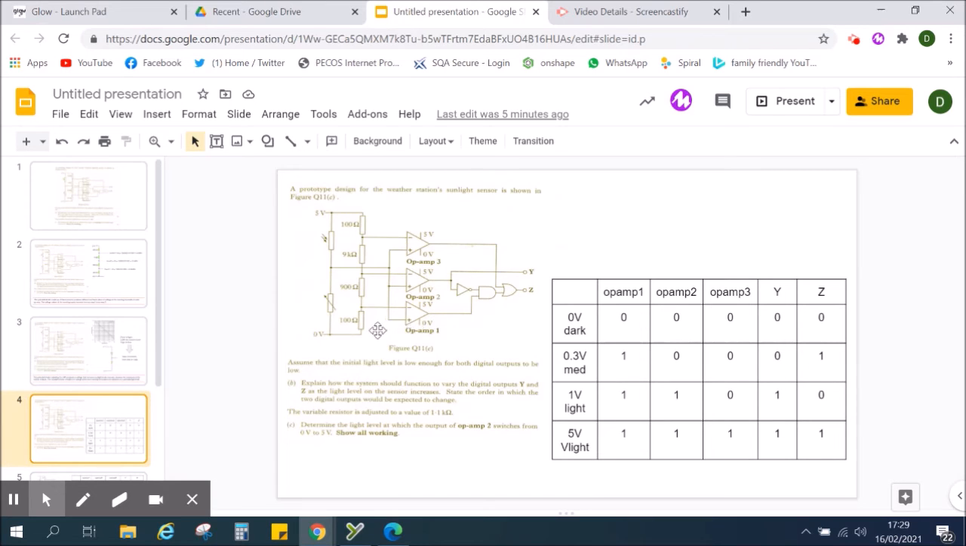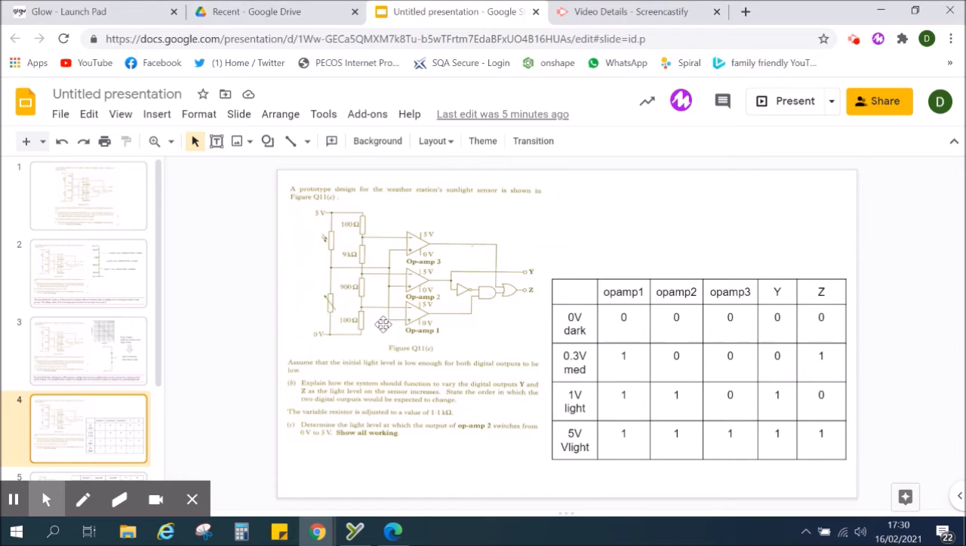As it starts to get lighter, I'm now getting 0.3 volts from the first voltage divider. So 0.3 volts, that means that this voltage at the non-inverting input is now greater. So this first op-amp, op-amp 1, is now on. So I've got an on signal, which is getting combined with an off through the NOT gate, becomes an on signal. Suddenly the AND gate will think, well, that's a 1 out, so output Z is on all by itself.